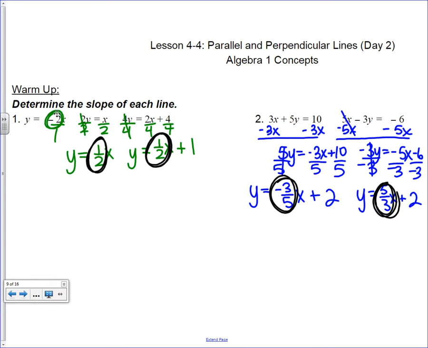Good. What do you notice about these slopes? You guys gotta look at them. They're perpendicular. Aren't they opposites? Aren't they reciprocals? They're perpendicular. What else do you notice about these lines? They have the same starting point. Look at this. They both start at 2, don't they? Yep. Awesome.